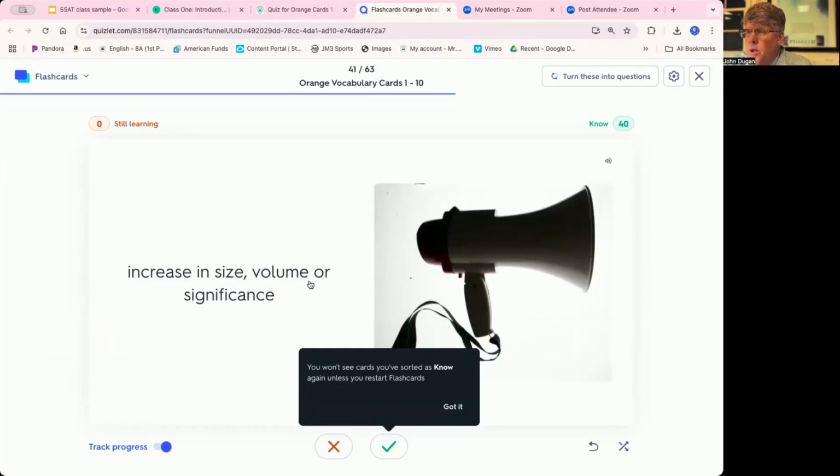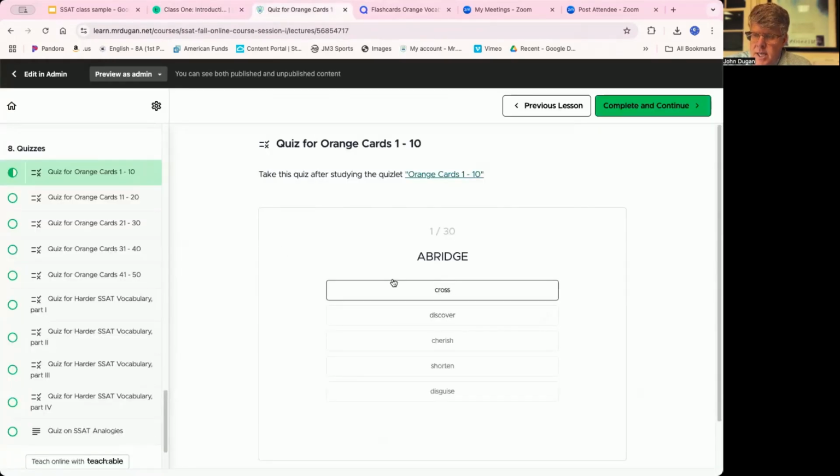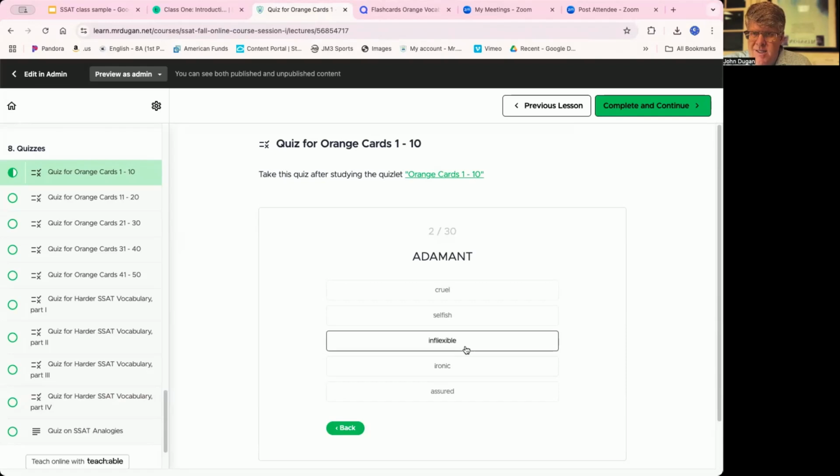Anyway, then you would study this Quizlet and come back and take this quiz. When you abridge something, you make it shorter, and you're going to find out right away whether you're right. If you're adamant about something, you are very fixed. You have a fixed mindset. You're firm. You are C, inflexible. If you're adroit, you're skillful.